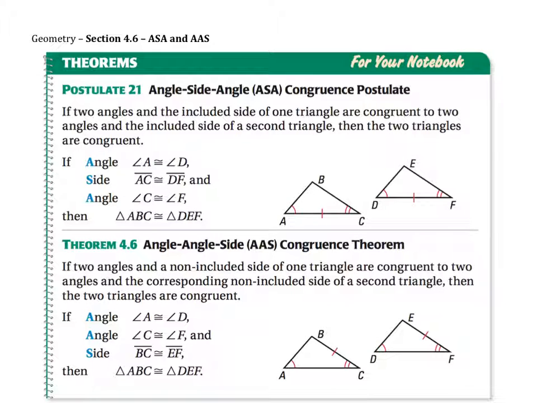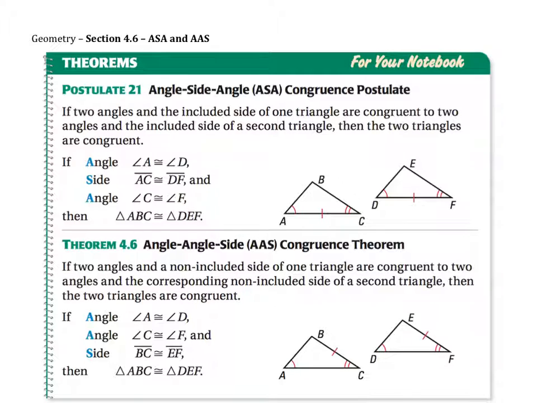Section 4.6 is our last section that covers the shortcuts to prove that two triangles are congruent. They are ASA, for angle-side-angle, and AAS, which is angle-angle-side. So the first one is a postulate, angle-side-angle.